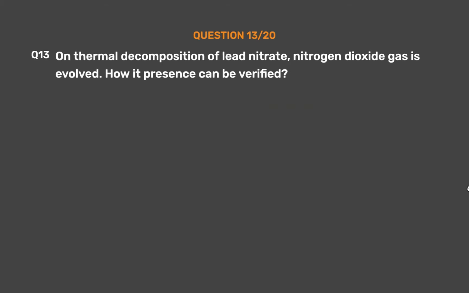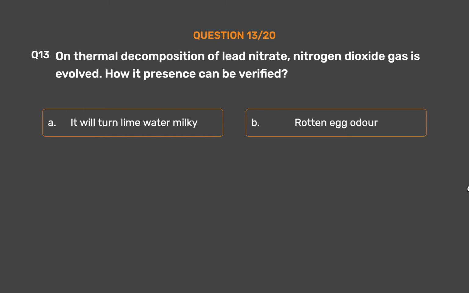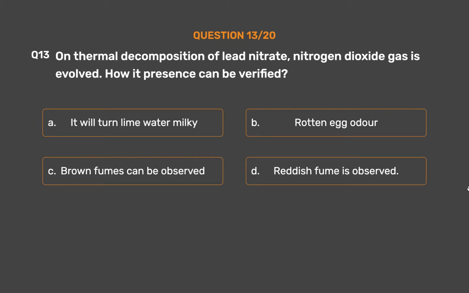Question number 13. On thermal decomposition of lead nitrate, nitrogen dioxide gas is evolved. How its presence can be verified? Option A. It will turn lime water milky. Option B. Rotten egg odor. Option C. Brown fumes can be observed. Option D. Reddish fume is observed. The correct answer is Option C.